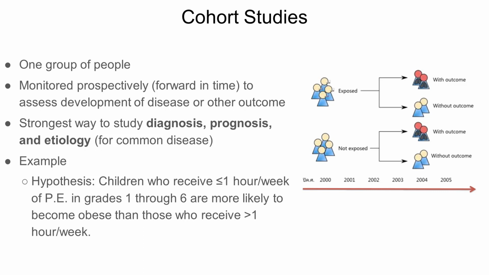And then there are the other individuals who did not receive PE for greater than an hour a week, starting in the year 2000. You follow this cohort of individuals through time for the next 4 years, and you're looking for the presence of obesity to be higher in those who didn't receive the PE than it is in those who did receive the PE.